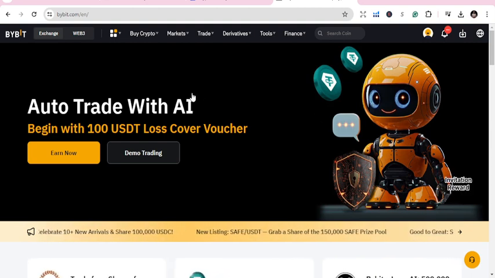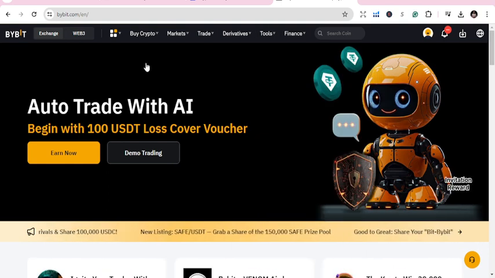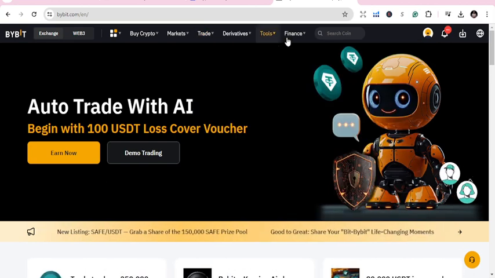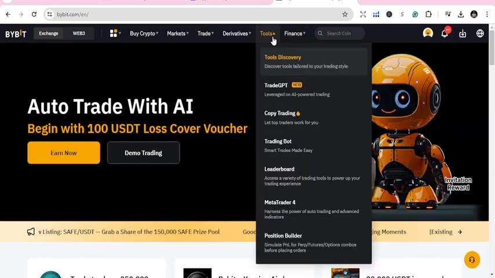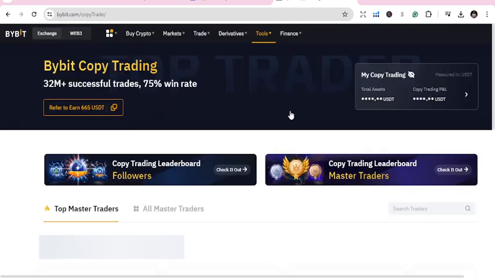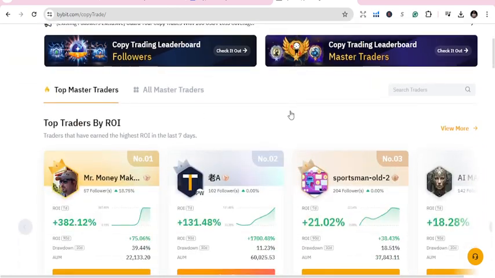Let's go to the top traders. Once you come to the platform, whether you are using an Android, smartphone, or desktop, it looks like this, but you can find it on your Android too. When you go to tools, you check copy trading. Once you click on copy trading, you will see the top three.